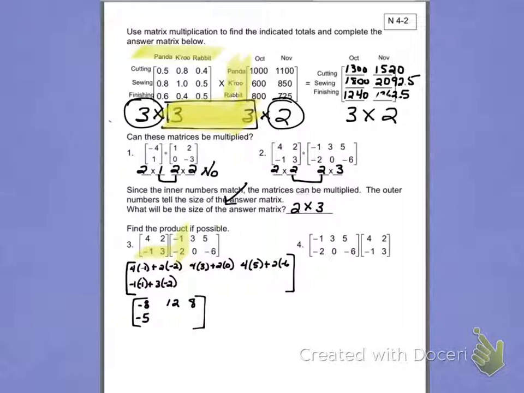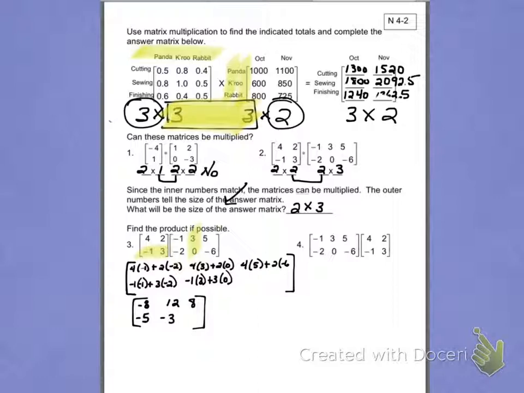Now we'll multiply that row by this middle column for our middle spot on the bottom, which is negative 1 times 3 plus 3 times 0, which is negative 3 plus 0, or negative 3.